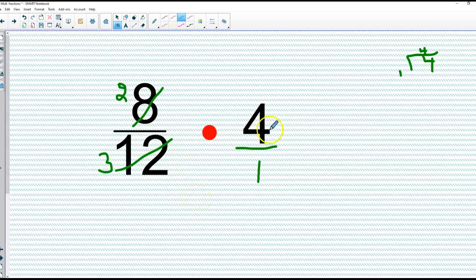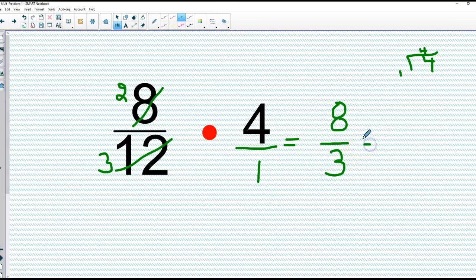Now that we've done that, I can't reduce this one diagonally because it's already 1. So let's look this way. Let's check our diagonals. 4 and 3 cannot be reduced. They're as low as they go, and so are 2 and 1. Okay, so we're done. So let's multiply straight across. 4 times 2 is 8, and the bottom, 3 times 1 is 3.